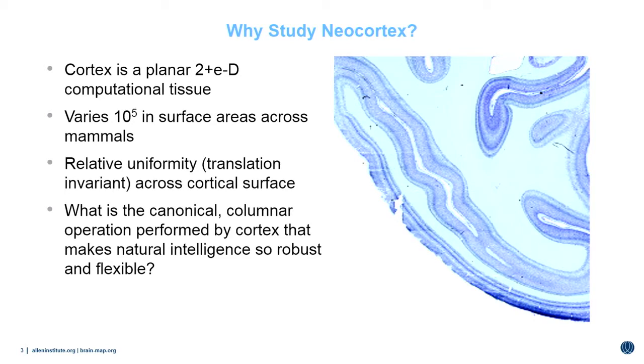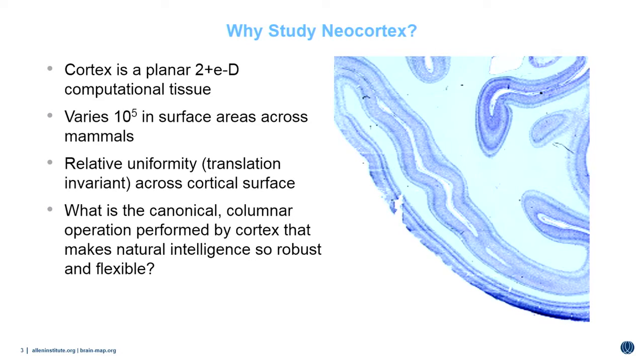And although there are lots and lots of differences, of course, between any two particular cortical areas, the question we'd like to ask is, what is the columnar operation that's being performed by these various pieces of tissue? Because obviously mammals are very, very successful. They exist everywhere and in almost all ecological niches. And we have high natural intelligence.